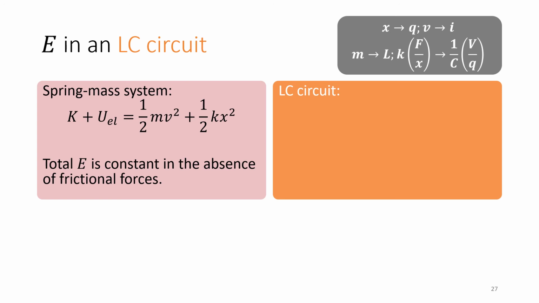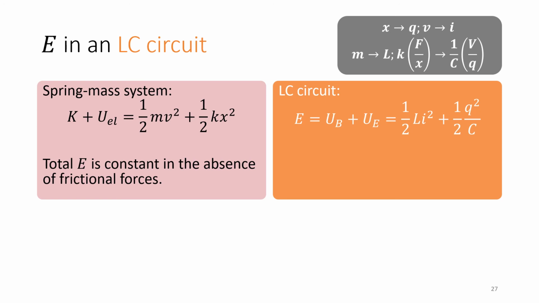As we've already seen in some diagrams at the start, the total energy of an LC circuit is just the sum of its magnetic energy, which is stored in the inductor, and electric energy, which is stored in the capacitor. This should be equal to 1/2 Li squared plus 1/2 q squared over C. Notice how it resembles the total energy of the spring mass system.